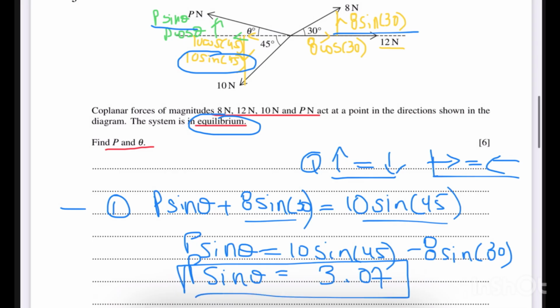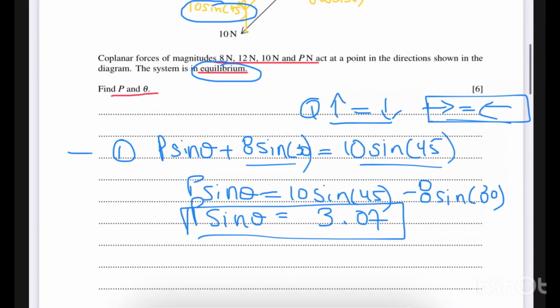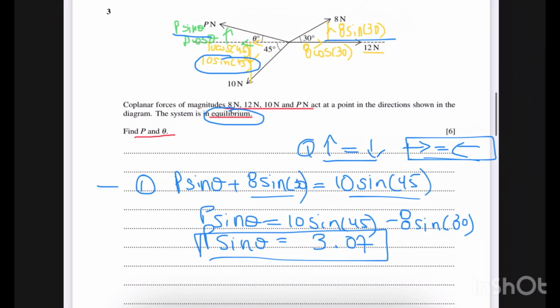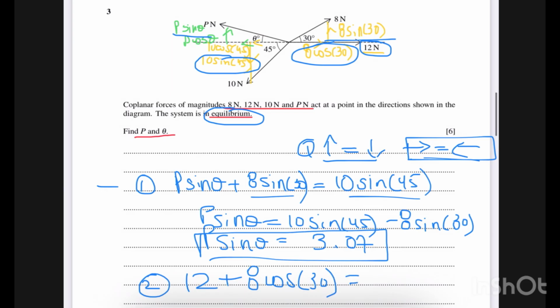Now let's look at the second criterion, the equilibrium in the horizontal direction. We have this 12 newton force acting completely rightwards, as well as this 8 cos 30 which is also acting rightwards, and then the forces acting leftwards are this 10 cos 45 as well as this P cos theta. So this must be equal to P cos theta plus 10 cos 45.